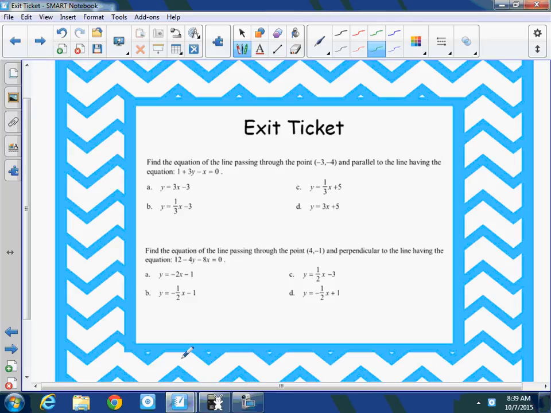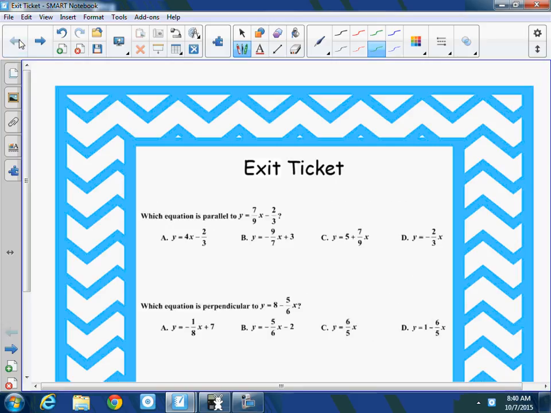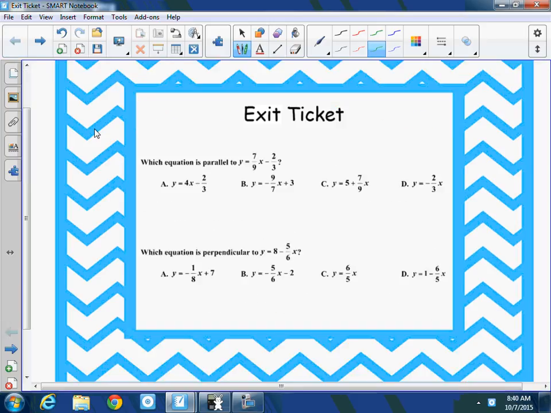Alright, the first one says, find the equation of the line that passes. No, that was not it. Which one was it? It was the one with the parallel or perpendicular. That one? Yeah. Alright, sorry. Which equation is parallel to?